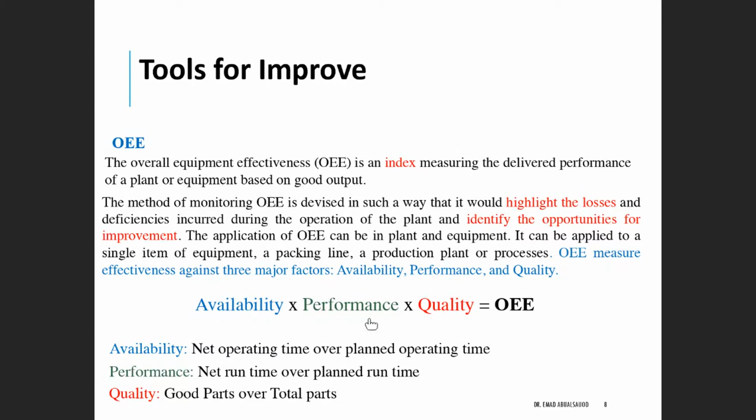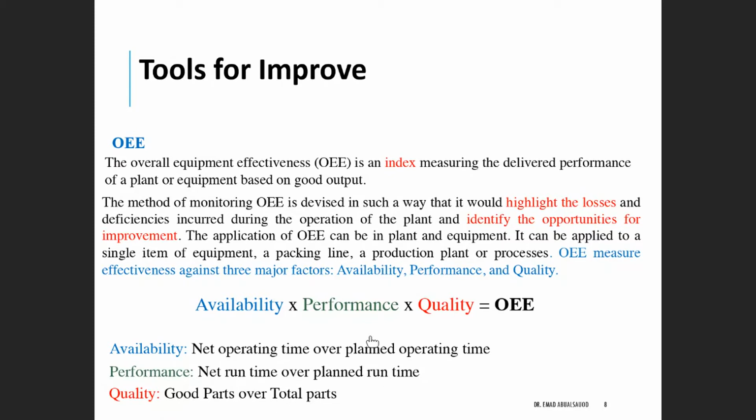The availability is the net operating time over the planned operating time, and the performance is the net runtime over the planned runtime, and the last, which is the quality, is the good parts over the total parts.